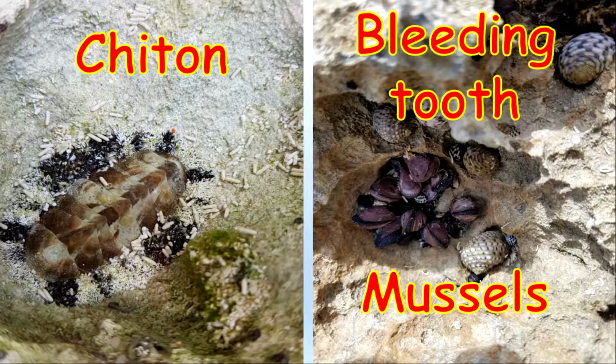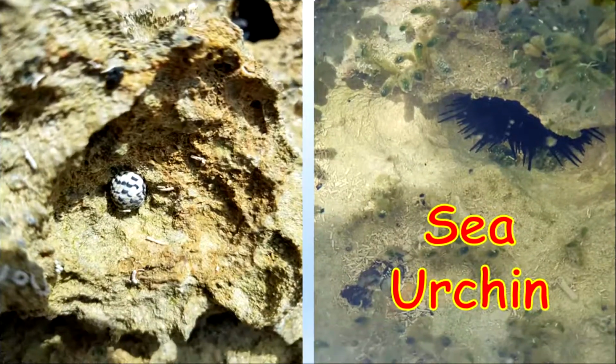So it's a clever move by the mussels. All right. Now we're looking again at another shellfish here on the left, which is a form of the bleeding tooth as well. And on your right, you will see a sea urchin. Now, sea urchins, they are very unique. I will say they're very, very unique.